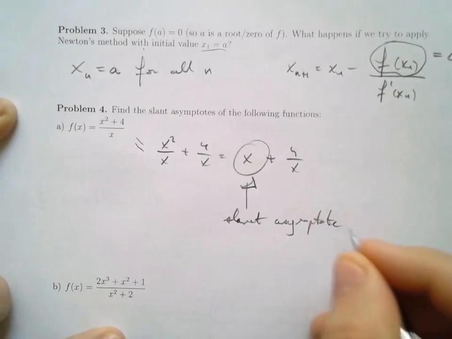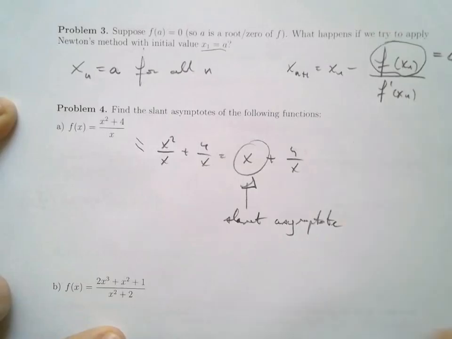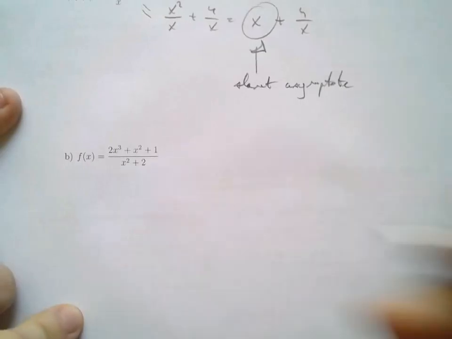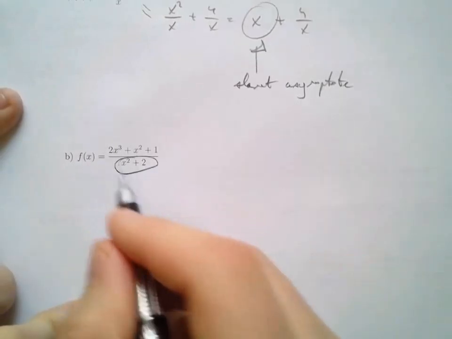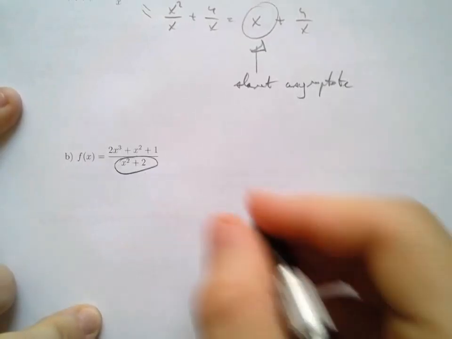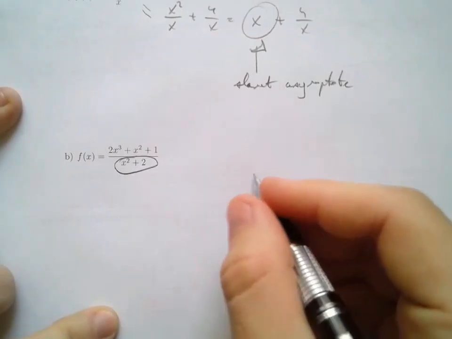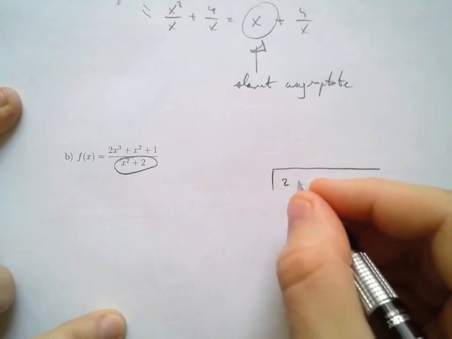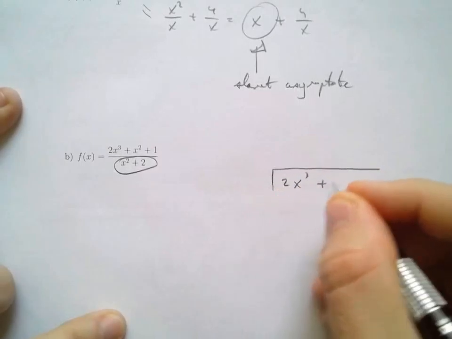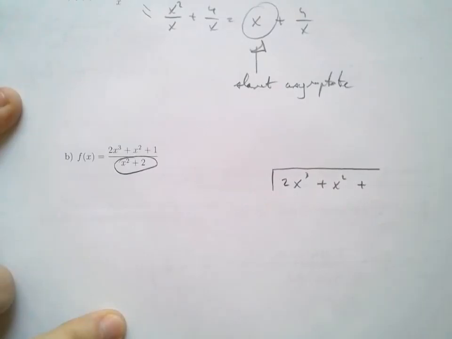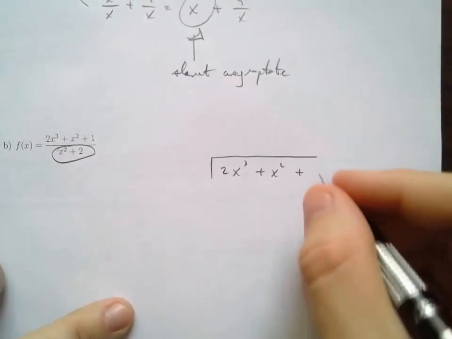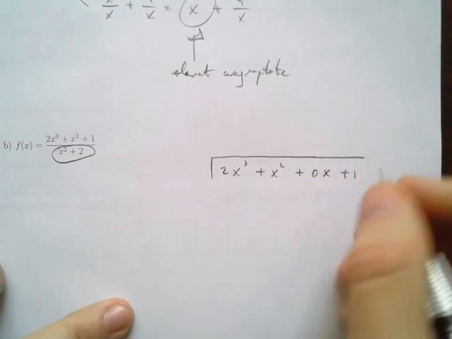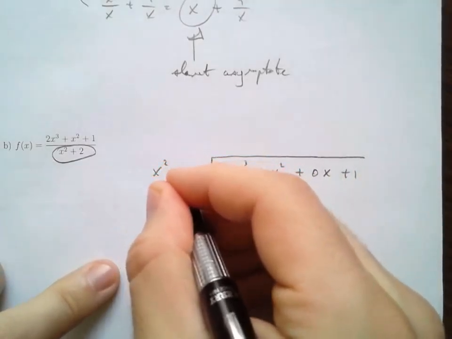For the second part of the problem, we have a different function here, and now because I have x squared plus 2, I actually have to go through the long division process of finding the asymptote. So let's go ahead and do that. I'm dividing 2x cubed plus x squared, and just to get things properly aligned, I'll add plus 0x to the first plus 1, and I want to divide that by x squared plus 2.